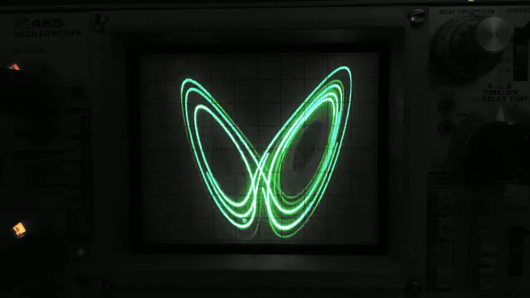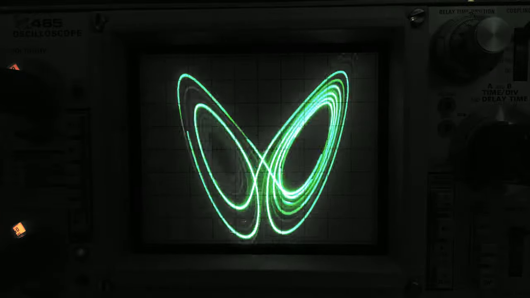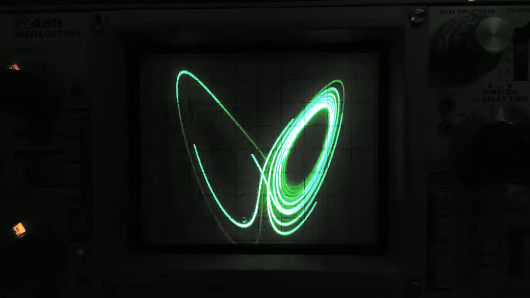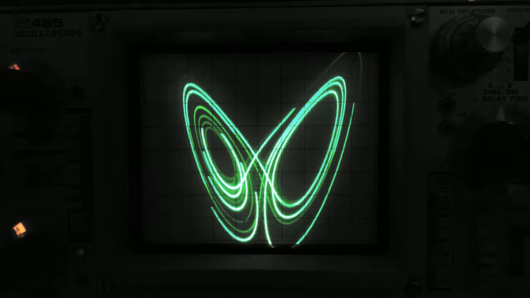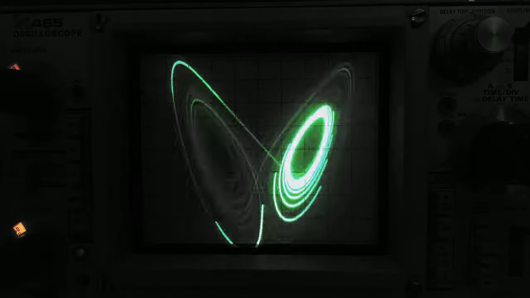As stated earlier, this is not the whole picture. The Lorenz attractor exists in three dimensions. Let's turn to our digital counterpart to view the attractor in 3D.